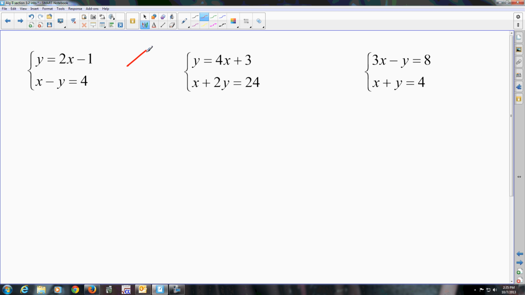Keep in mind as we do these, your goal is to find out where the lines touch. Where do the lines cross? What is the coordinate of where the two lines are crossing? So keep that in mind as we keep going through this.